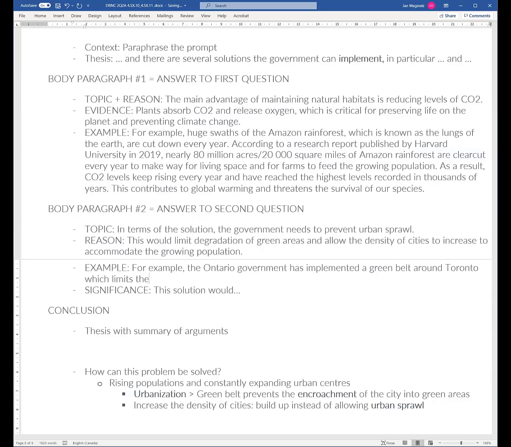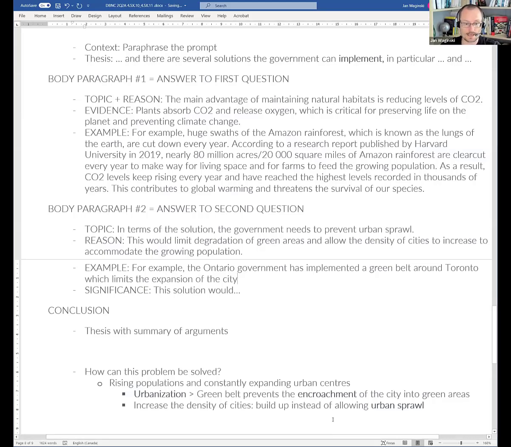Which prevents, limits, prevents what? Expansion. Good. Of the city. Okay.